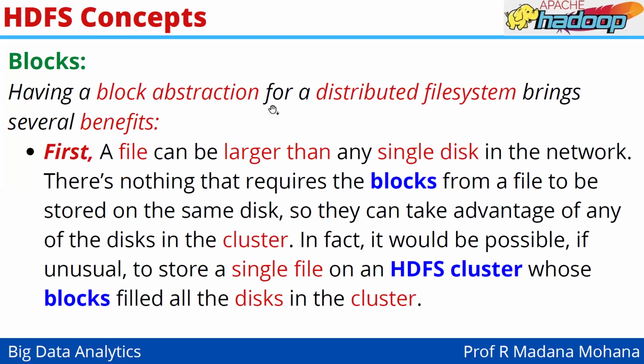Having a block abstraction for a distributed file system brings several benefits. The first one: a file can be larger than any single disk in the network. There is nothing that requires the blocks from a file to be stored on the same disk, so they can take advantage of any of the disks in the cluster. In fact, it would be possible, if unusual, to store a single file on an HDFS cluster whose blocks filled all the disks in the cluster.